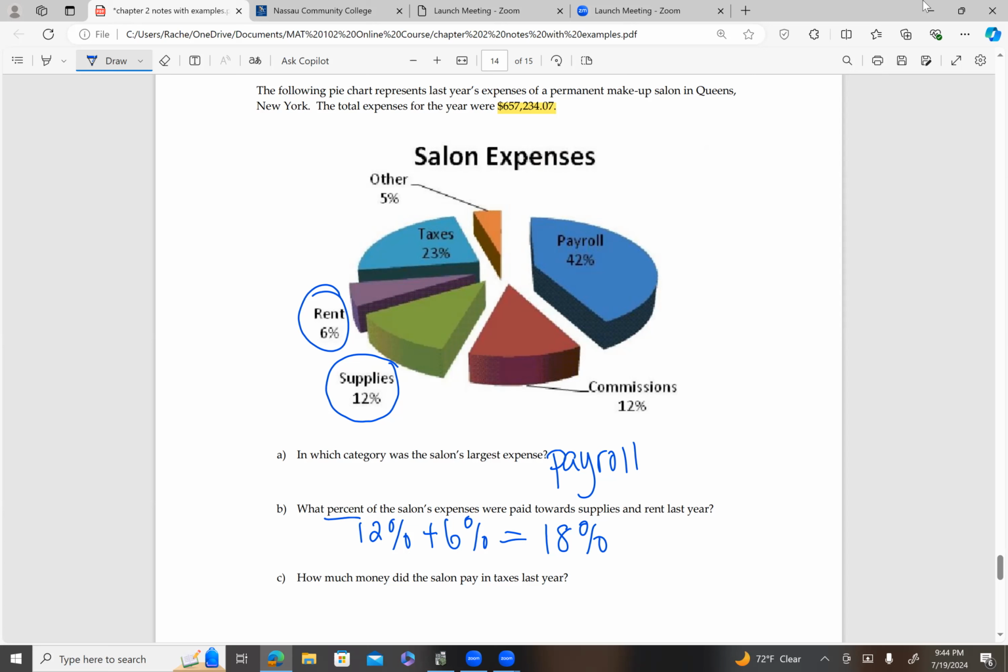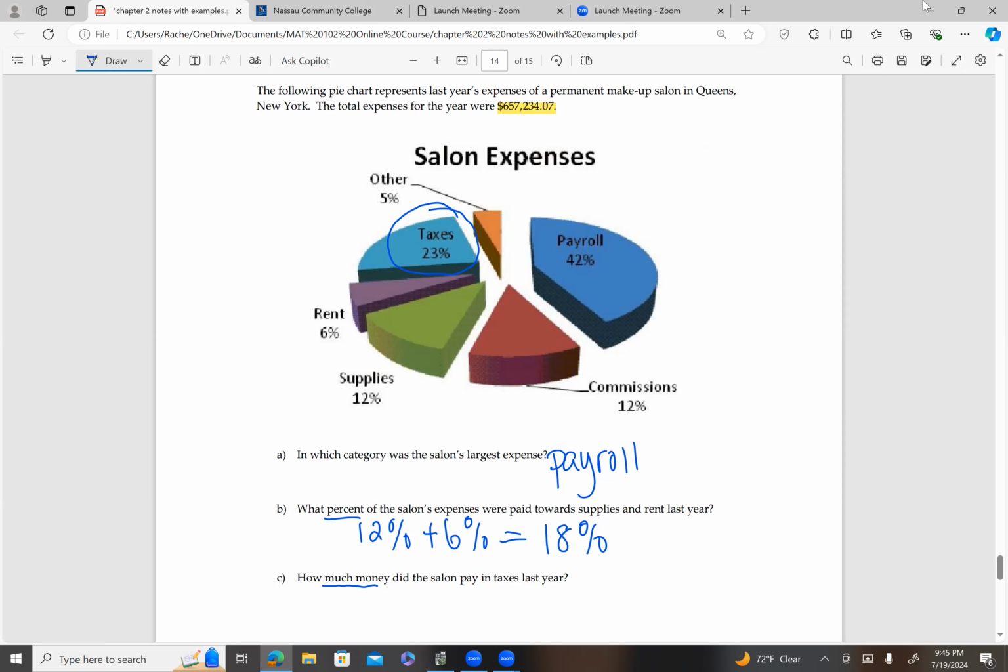So let's look at part C. Part C says, how much money did the salon pay in taxes last year? So let's get rid of these circles. Let's look at taxes. Here's the piece of the pie that makes up taxes, and taxes is 23%. But I didn't ask what percent the salon paid in taxes, that would have been 23%. I'm asking how much money. So we have to think about, okay, 23% of all the expenses is taxes. So how much money is that?